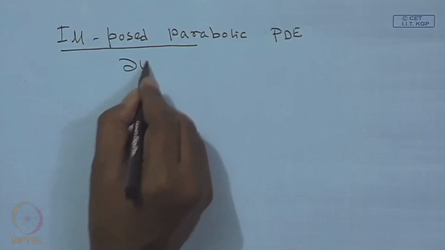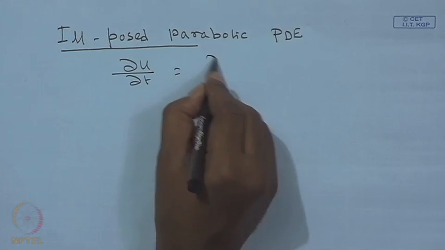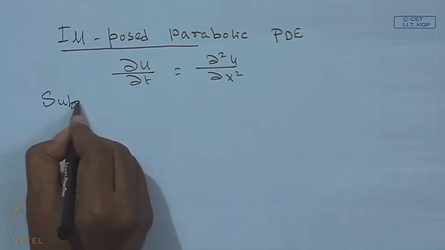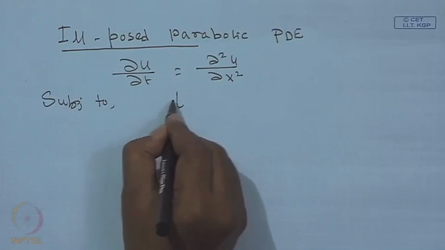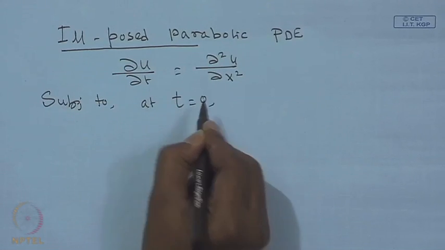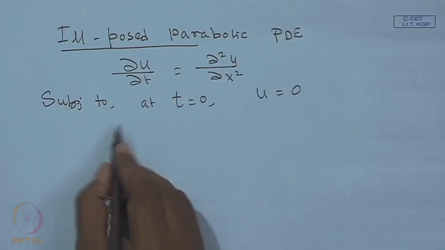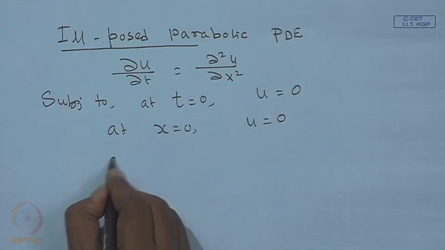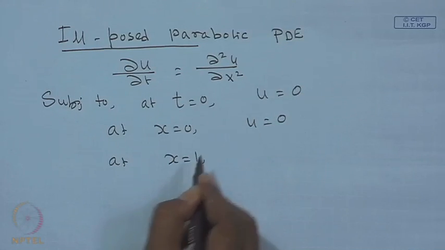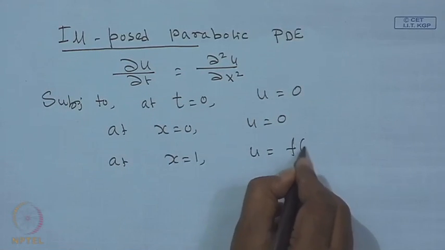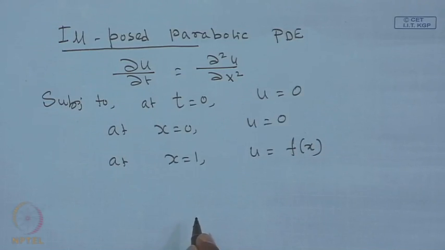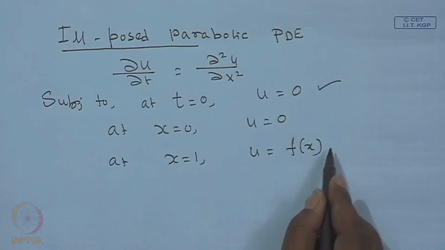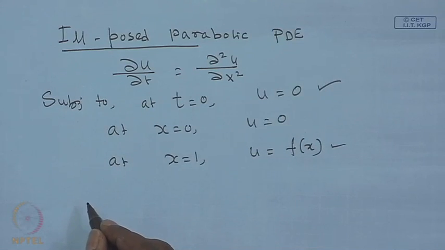So, this becomes del u del t is equal to del square u del x square, subject to this set of boundary conditions and initial conditions. At t is equal to 0, u was equal to 0, and at x is equal to 0, we had u is equal to 0, and at x is equal to 1, we had u is equal to f of x. Okay. So, the initial condition is homogeneous and one of the boundary conditions is non-homogeneous.